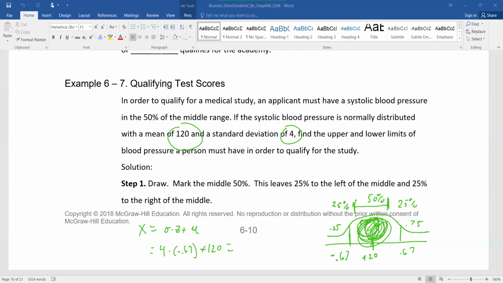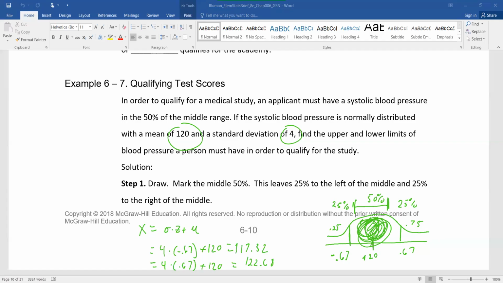That sounds about right. Yeah, that's about right. All right, now add the 120 to it. Well, that was a negative, so 117. Good job, no calculator. All right, and then do the next one, which will be 4 times positive 0.67 plus 120. And what's that give you? There you go, 122.68. Yeah, you're good.